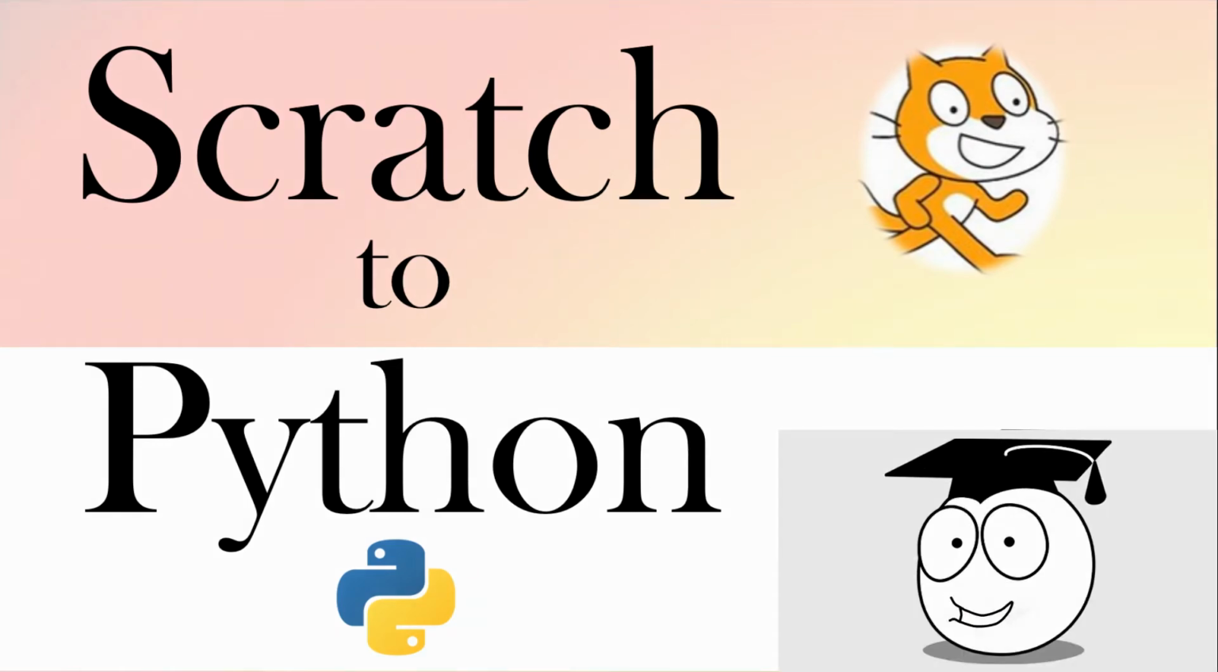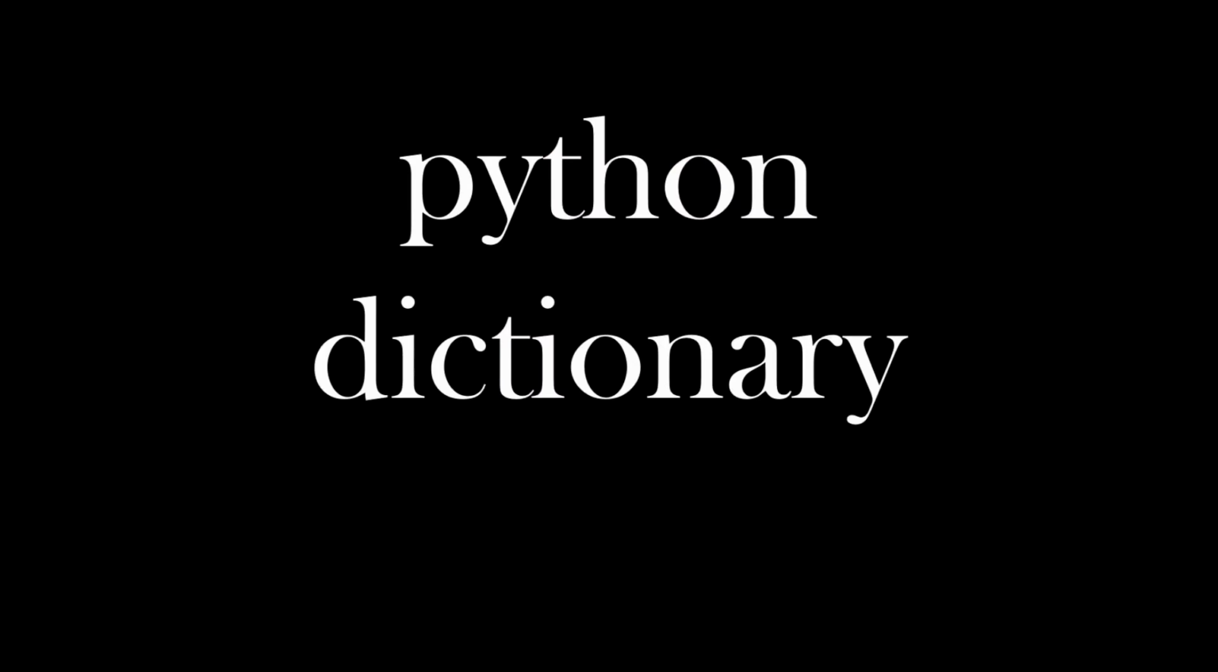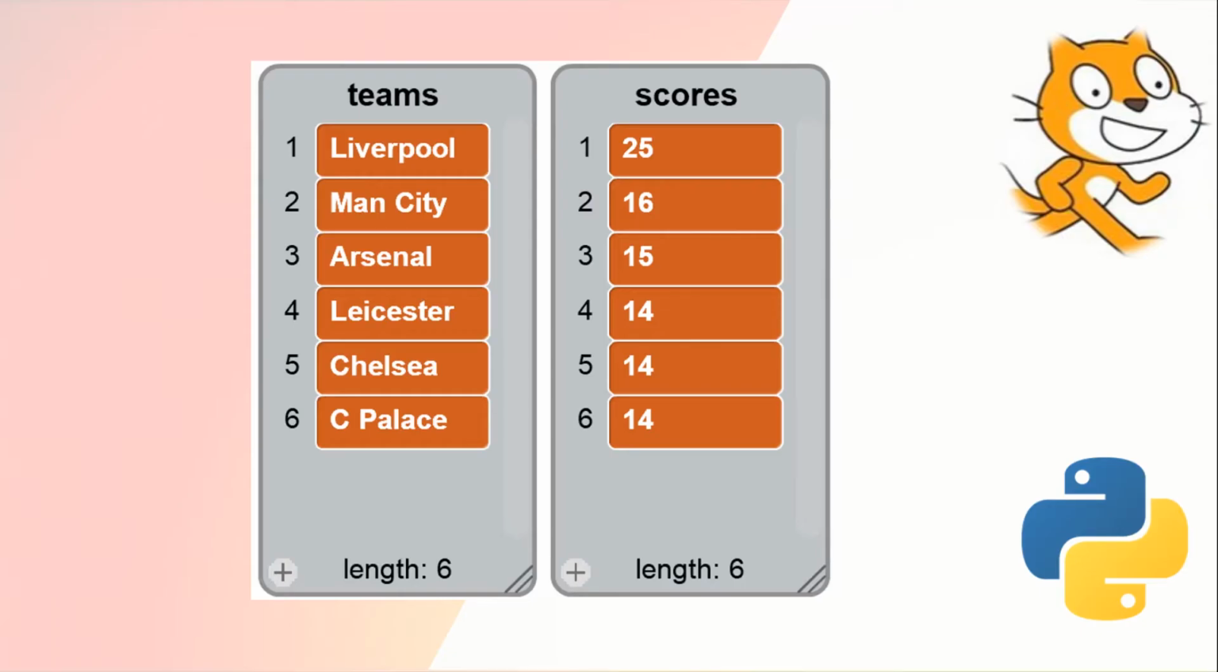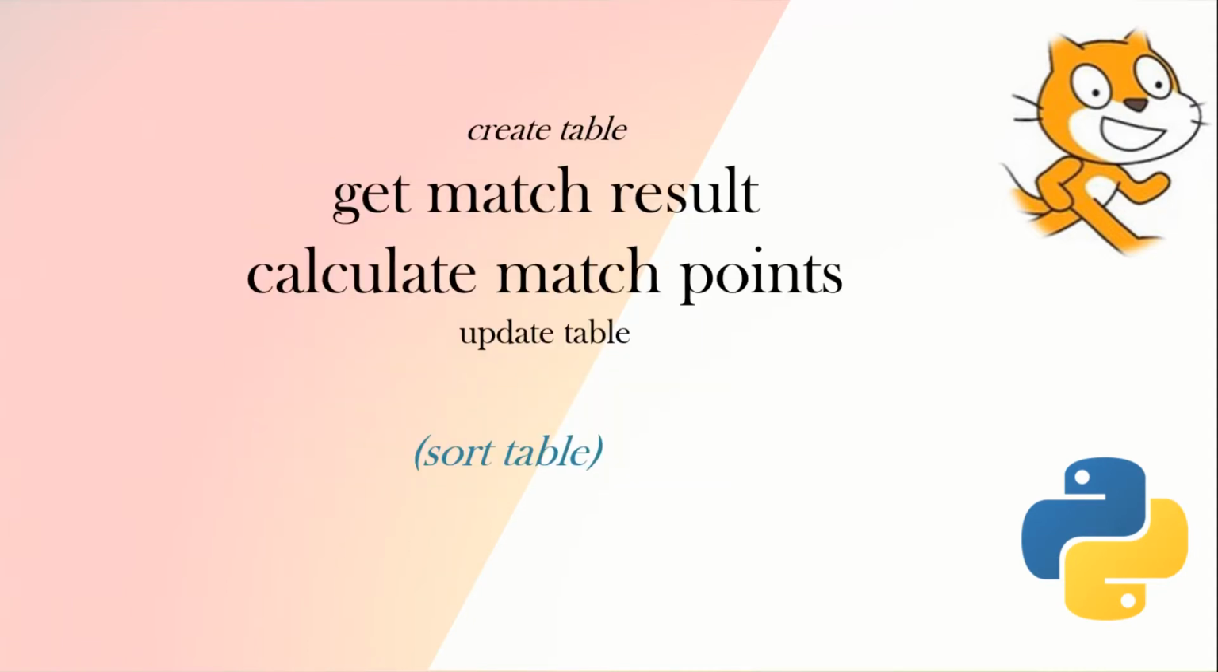This is the second video where we're going to use a Python dictionary rather than two lists. In our practice exercise, we used two lists to store a league table of teams and scores. Now we change that in the first video to a dictionary that uses a key and value pair. Now in this video we're going to concentrate on getting the match result and calculating the match points.